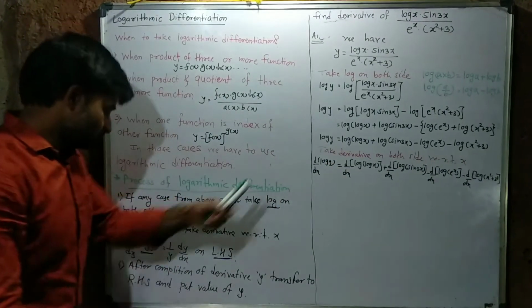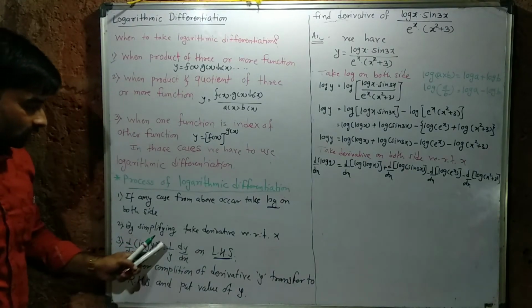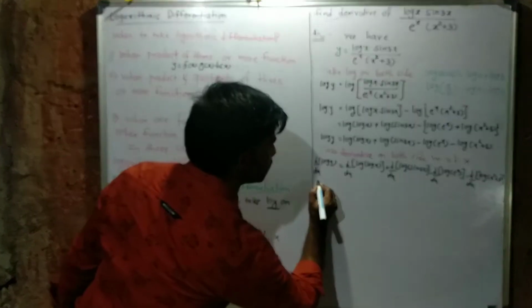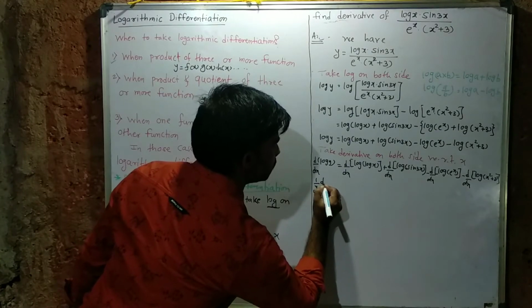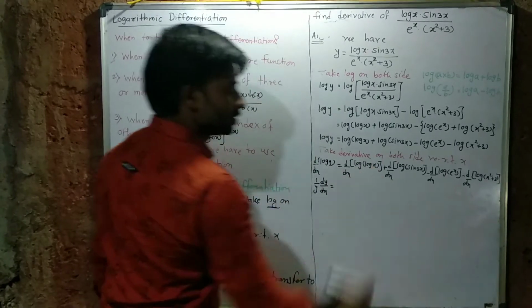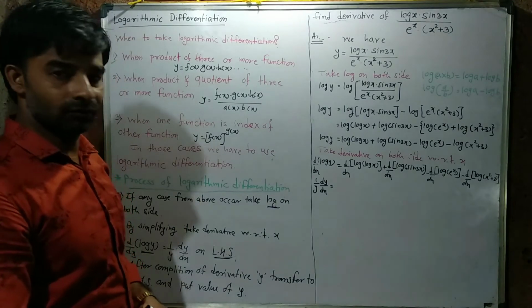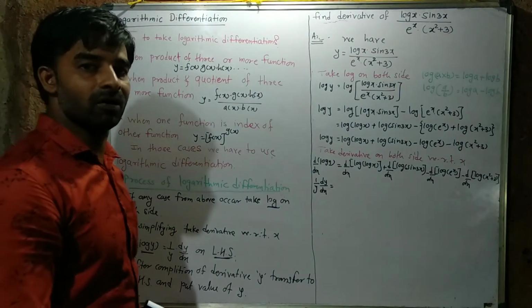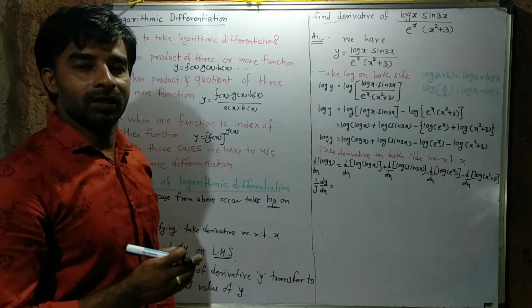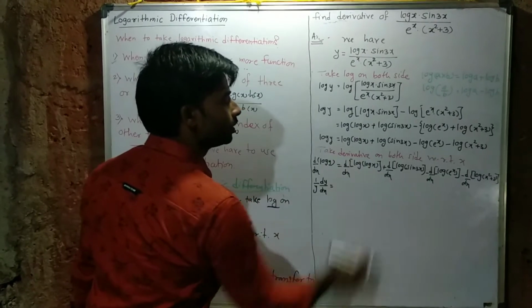We know that the derivative of log y with respect to x is nothing but 1 divided by y into dy by dx, which is on the LHS. Now the derivative of this is a composite function, and we have studied the derivative of composite functions thoroughly in previous lectures. Right now we go with the derivative of this one.